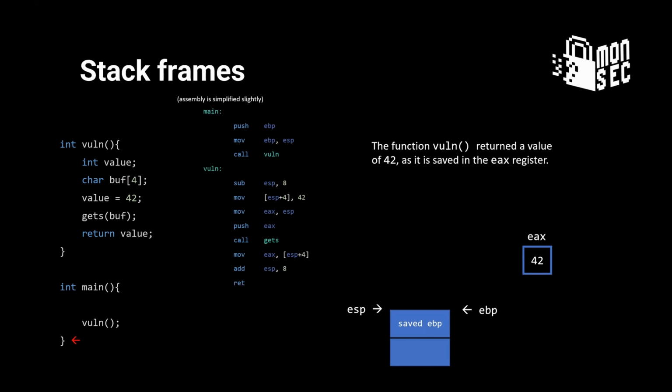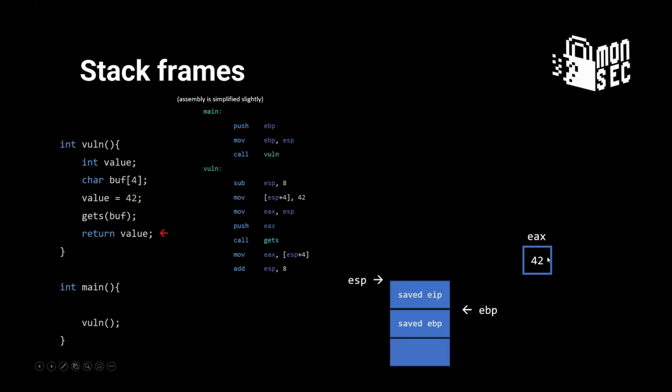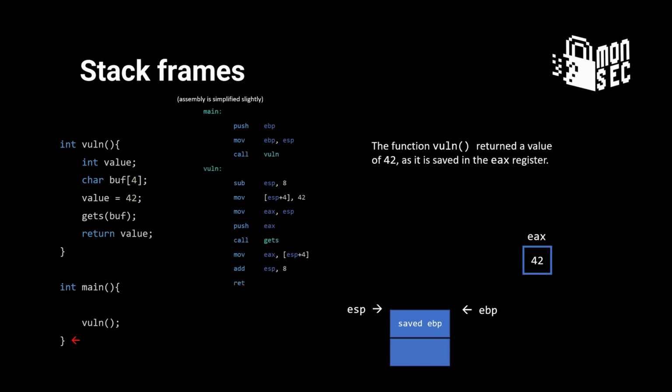Now again, return does several things. It does pop EIP. So the value currently on the stack here is taken off the stack by adding to the stack pointer, and that value is set to the instruction pointer. So the line of code that was here is now what the instruction pointer is pointing to. So it goes back to here. The function vuln returned a value of 42, and then it resumed execution in the main function. Are there any questions about that, or anything people are confused about?